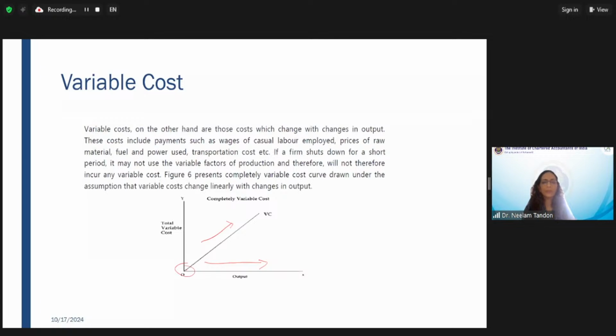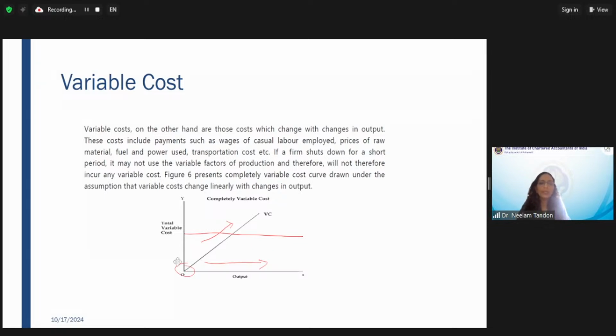And what is the difference between fixed cost and variable cost? Variable cost is zero at zero level of output, but fixed cost is always there even at zero level of output. So the fixed cost will be somewhere here, but the variable cost will start from the zero.